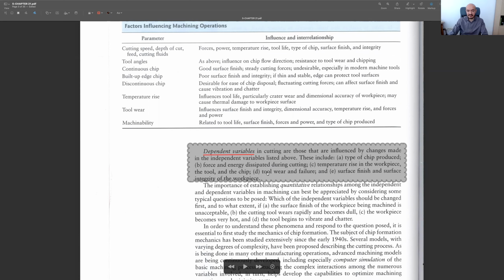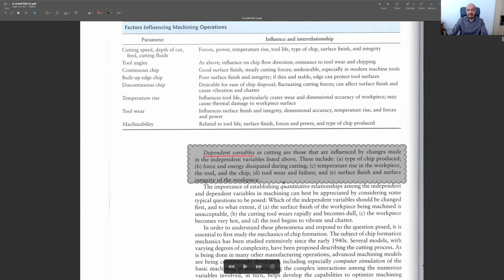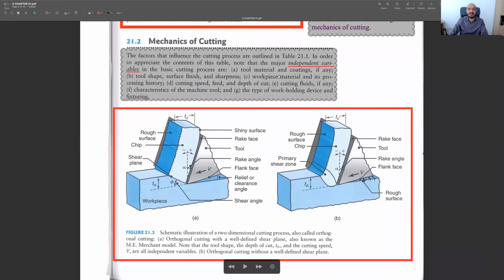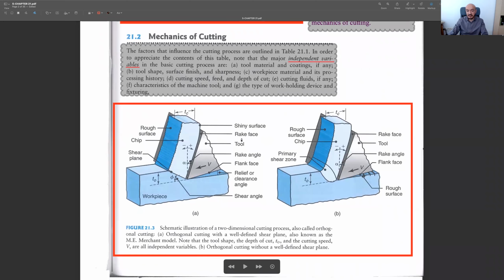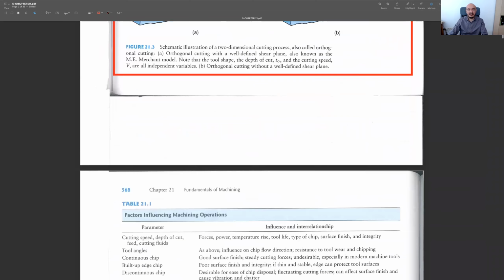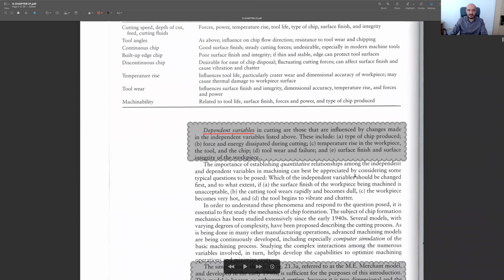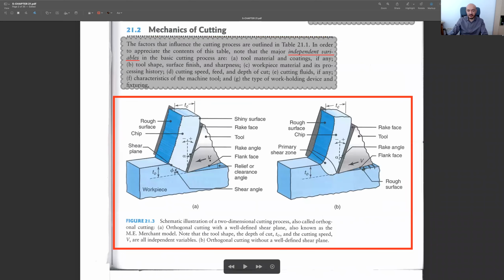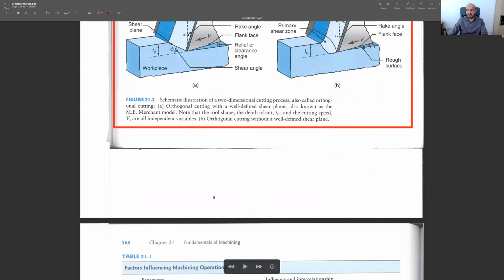And then another set of dependent variables is the tool wear and failure. Whether we're going to have some craters, some cracks on the tool, they all depend on these independent variables. The speed, the depth of cut will highly affect the cracks, craters on the cutting tool. We will discuss them in a moment. And the last set of dependent variables are the surface finish and surface integrity of the workpiece. Since, again, depending on the speed, tool, workpiece variables, they will affect the surface quality of the resulting part, resulting machined surfaces.